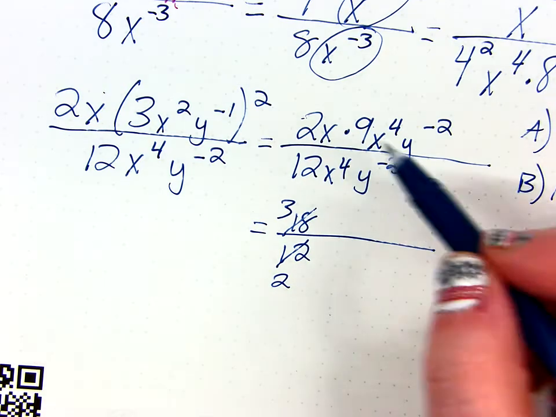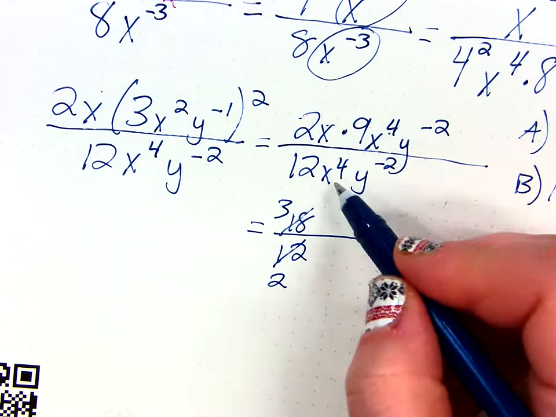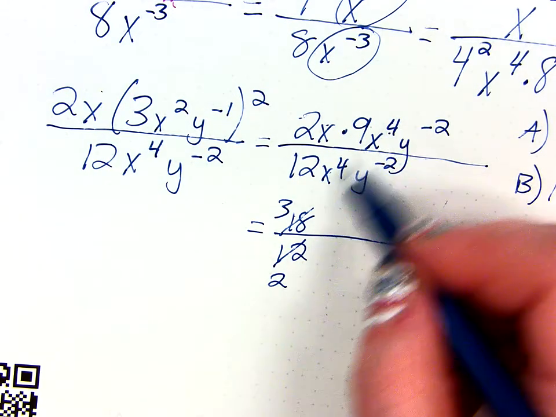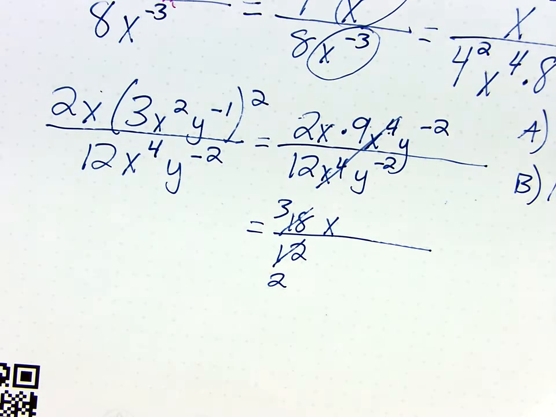Okay, then I'm going to look at the x's. I have 5 x's all together on top. Well, look, isn't that even easier? Cross off those x to the 4th because they match, and then I just have x left on top. Even easier to think about that.